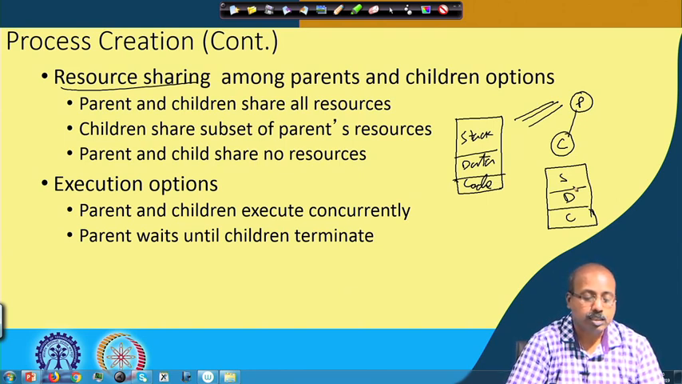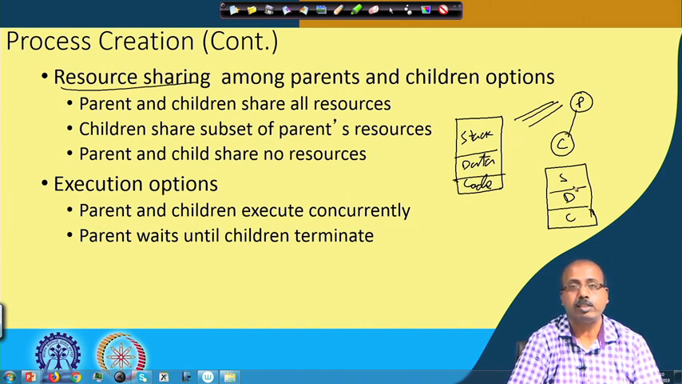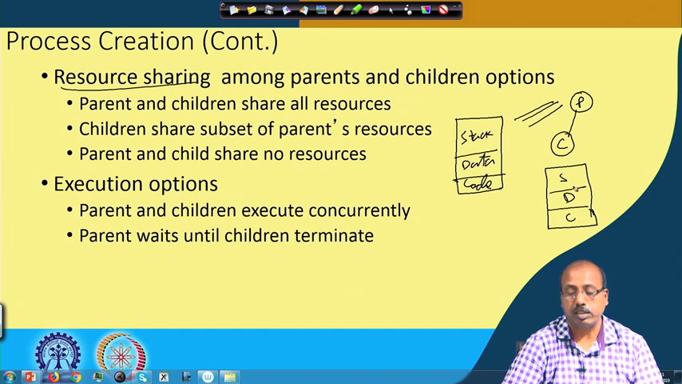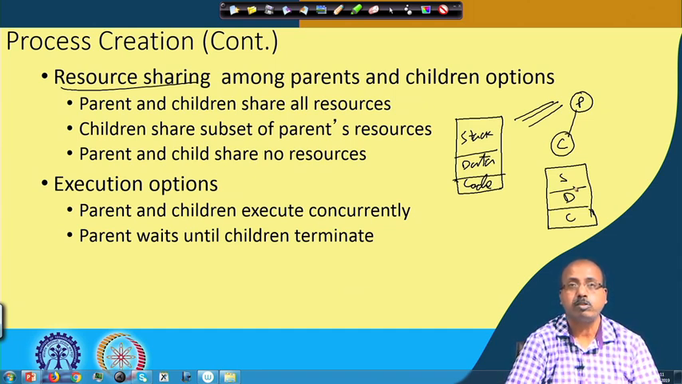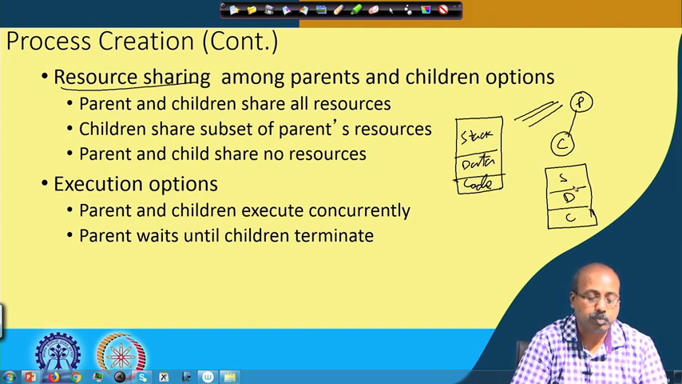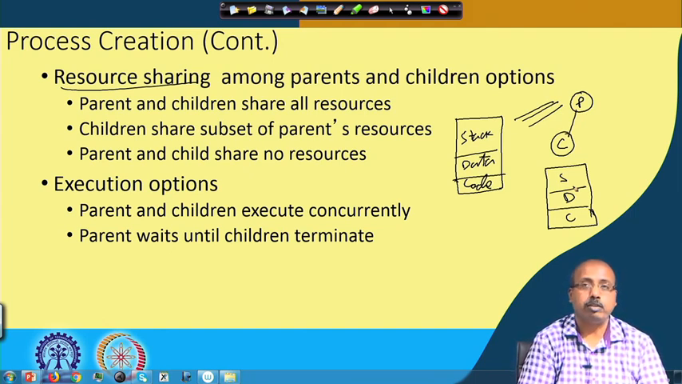So, they can have unrestricted access to all the resources that are allocated to the family. The second option that we can have is that children share a subset of the parent's resources. So, all resources are not shared, only some of the resources are shared. The third option, and the most stringent one, is that the parent and child share no resources. So, they are totally two independent processes. There is a parent child relationship of course, but no resource sharing is there.